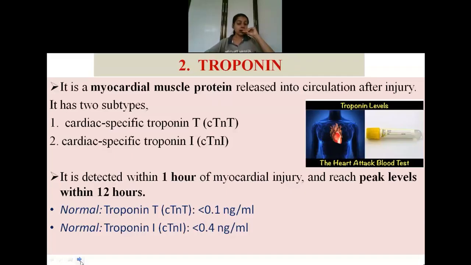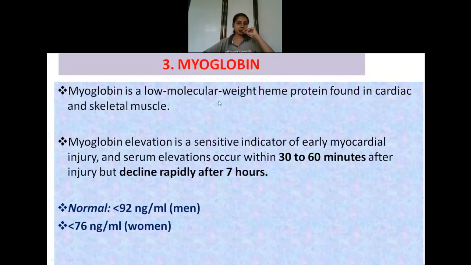So what you have to do immediately, once you have chest pain or feel it is a heart attack, is check the troponin levels. Troponin levels will usually rise when there is any myocardial cell damage. The normal level of trop T is less than 0.1 nanogram per ml, and trop I is less than 0.4 nanogram per ml. You need not try to remember the normal values; you can remember the other explanations.